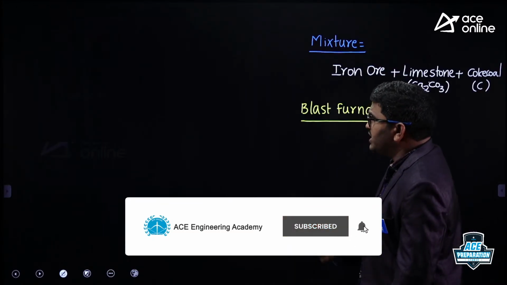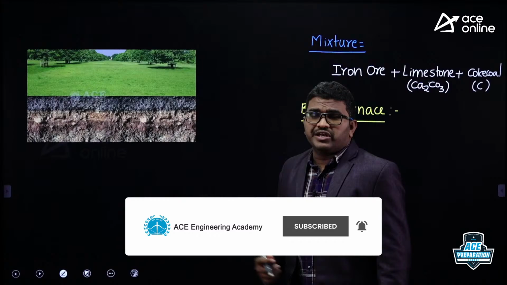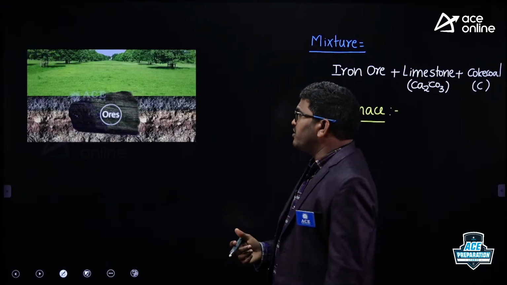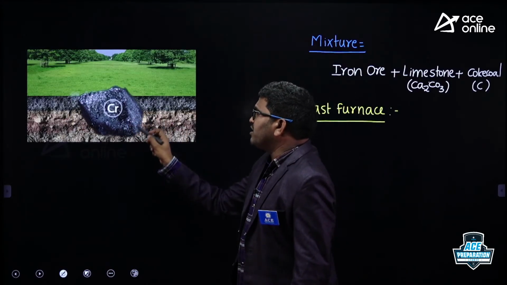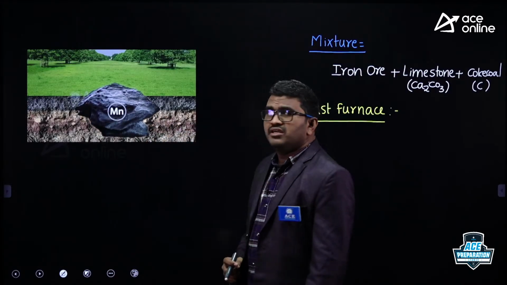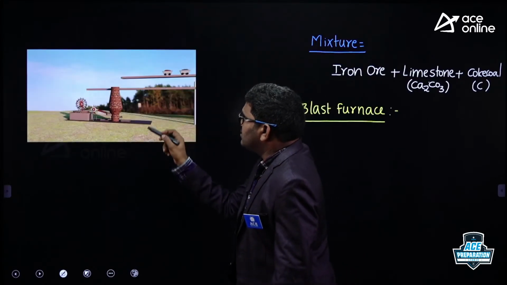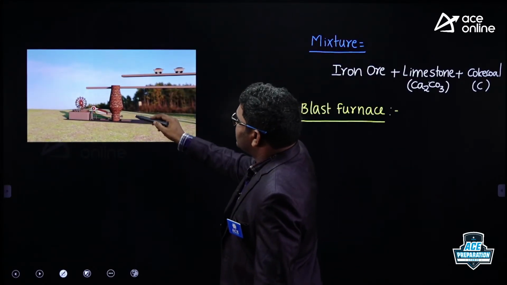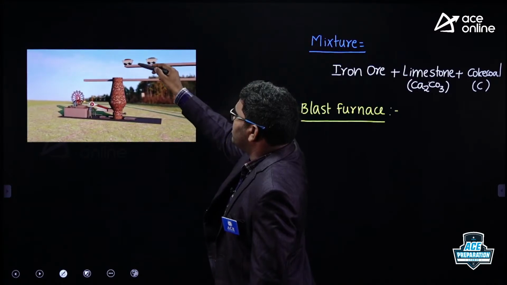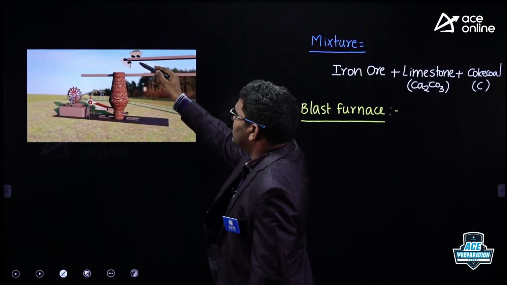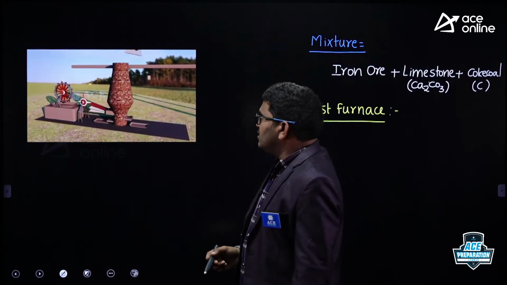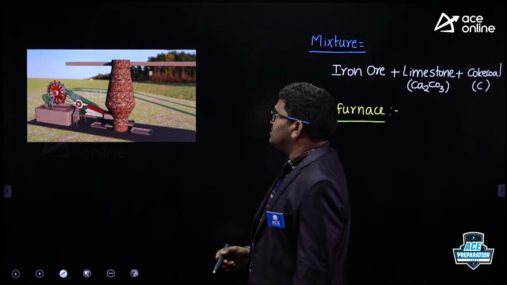Now let us see a small video clip. From this video clip you will understand how we can produce pig iron from the iron ore. Now this is iron ore. In this iron ore there are many elements like chromium, manganese, iron oxide. This is the earth ground level. Now this is a blast furnace, and this is a mixer. These trolleys are bringing this mixer towards the top of the blast furnace, and this mixer is released from the top of the blast furnace.